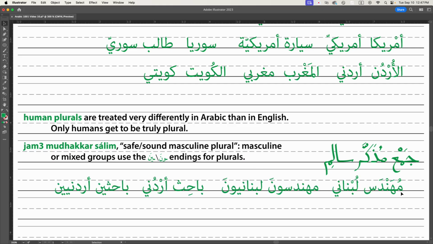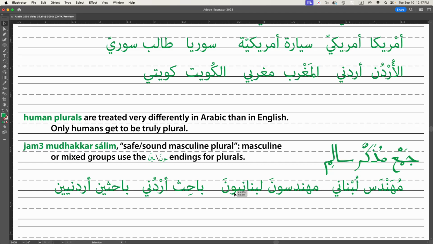So, for example, muhandis, here's a new word. You can tell it comes from a foreign language because it's got too many letters. It comes from Sanskrit, I believe. So, muhandis is an engineer. So, muhandis Lubnani. Lubnan is the name of the country Lebanon. So, Lubnani is Lebanese. So, muhandis Lubnani, a Lebanese engineer. We're going to make him plural. We're going to say muhandisuna lubnaniyuna.